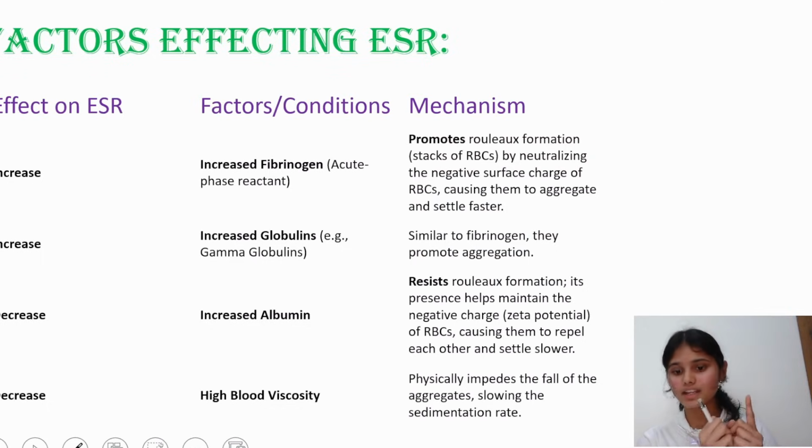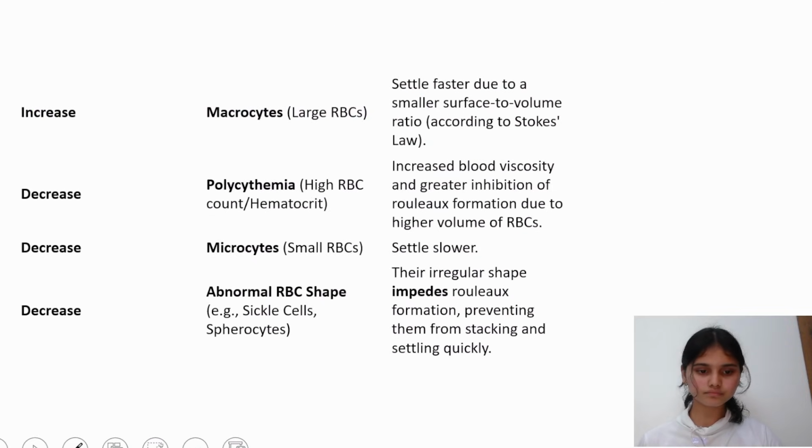High blood viscosity, and we'll be talking about fibrinogen also. Think about that. High blood viscosity physically impedes the fall of the aggregates, slowing the ESR. Now, another reason it would increase is the presence of macrocytes, which are nothing but large RBCs. They settle faster due to the smaller surface to volume ratio.